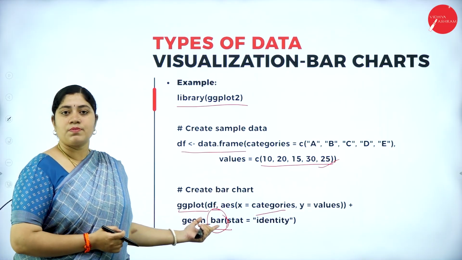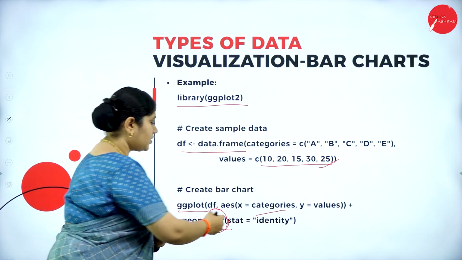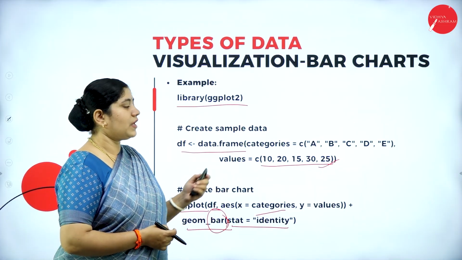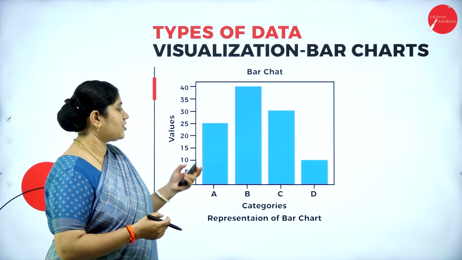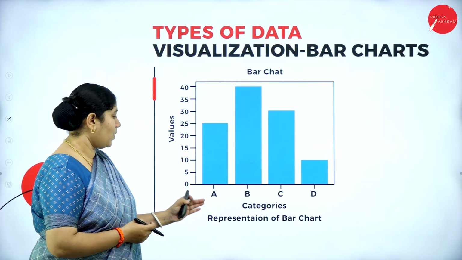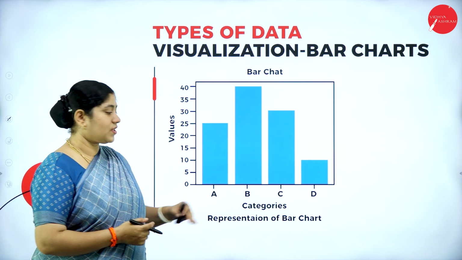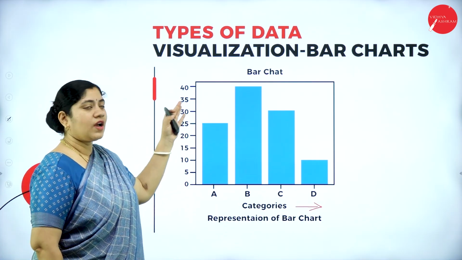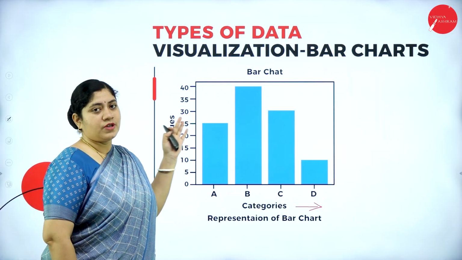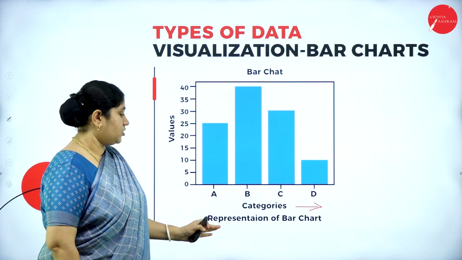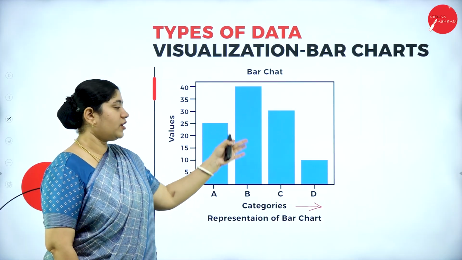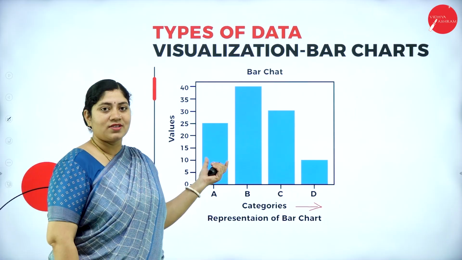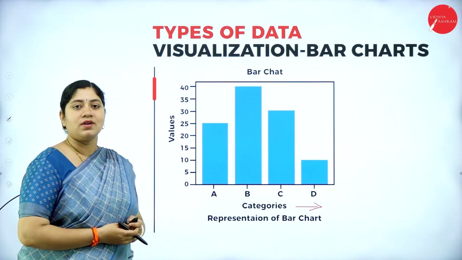So over here we have represented a bar. So you can see stat is nothing but identity. So this is the simple example. Now let's see the representation. As we saw, the categories have been defined with respect to our x value, and with respect to our y, we are defining the approximate values that we have defined. And you can see this is a representation of a bar chart where we have used the rectangular bars, correct? So this is nothing but a bar chart.